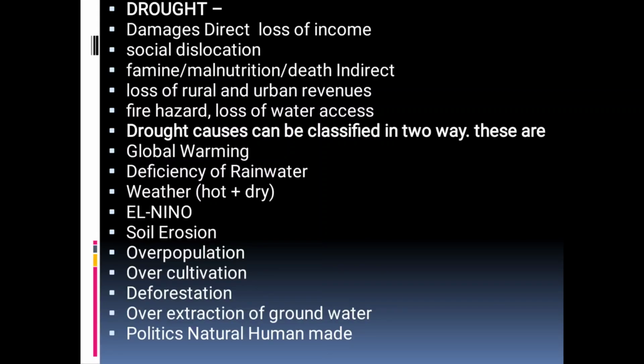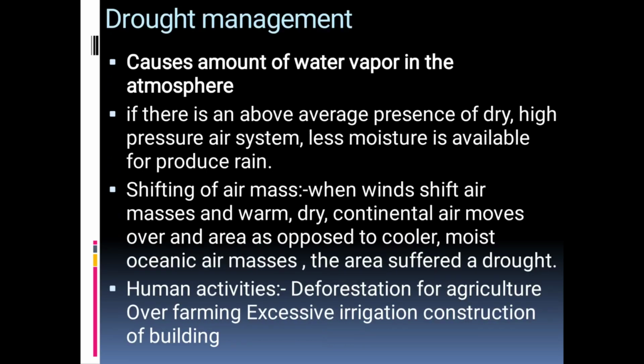Next, the damage: direct loss of income, social dislocation, famine, malnutrition, death; indirect, loss of rural and urban revenues, fire hazard, loss of water access. Drought causes can be classified in 2 ways, natural and human made. These are global warming, deficiency of rainwater, hot or dry weather, El Nino, soil erosion, overpopulation, overcultivation, deforestation, over-extraction of groundwater, and politics. Next, what are the drought management practices?